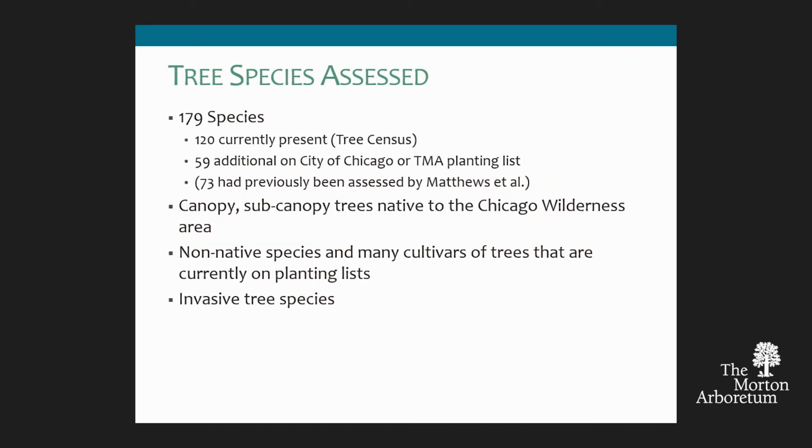So we overall assessed 179 species. Many of these are currently present in the Chicago wilderness area based on the regional tree census. We also added in another 59 species that are currently on planting lists in the area. And we included both native and non-native species and cultivars.